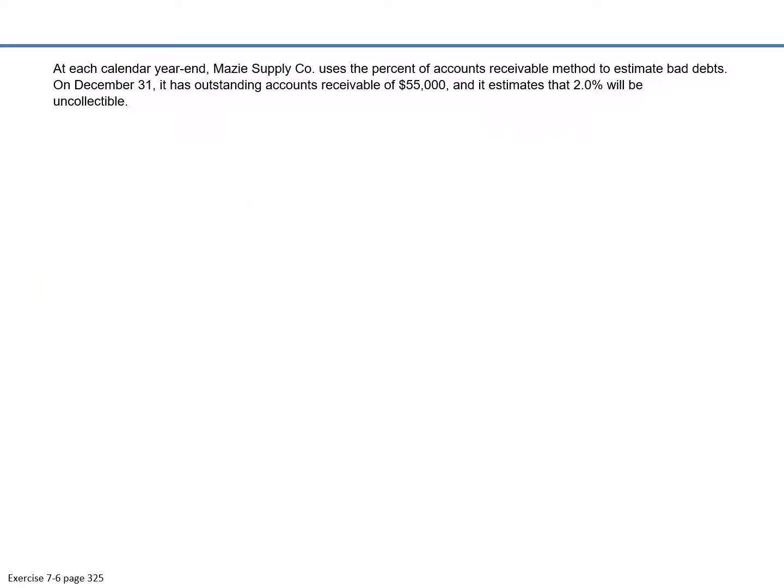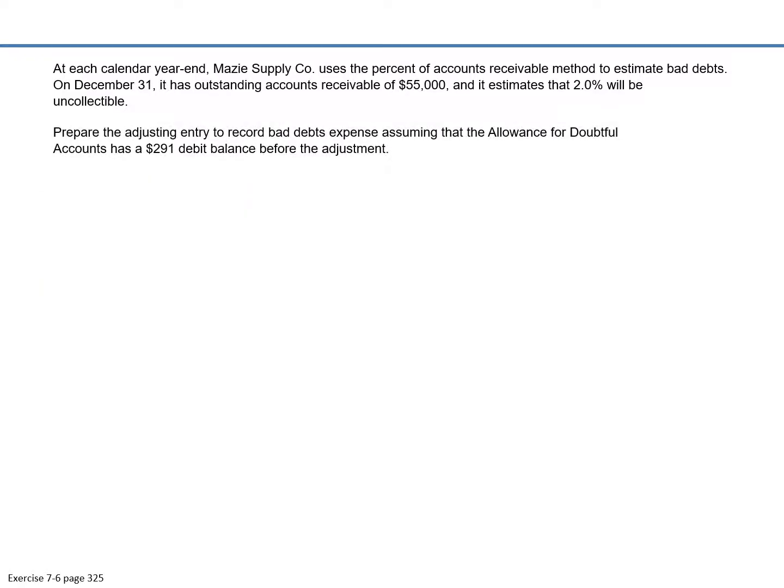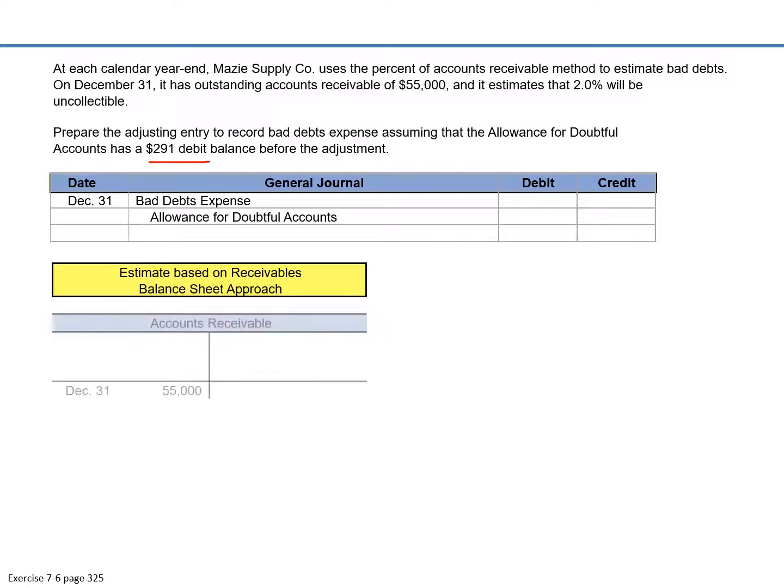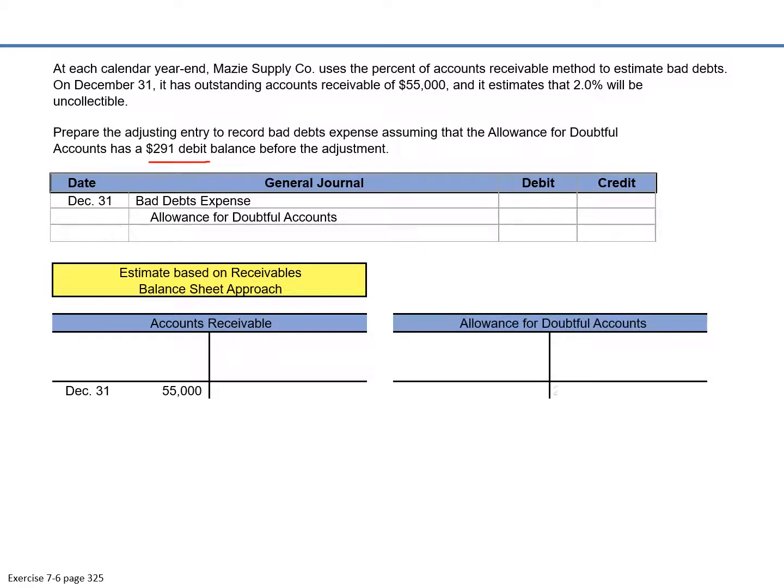Okay, so this is the same problem. The only difference is that instead of having a $415 credit balance, we have a $291 debit balance. So again, our entry is going to be debit to bad debt expense, credit to allowance for doubtful accounts. But this time, we still have $55,000 in accounts receivable, and we want 2% to be our allowance. So that's $1,100. But this time, we're starting with a debit balance of $291.